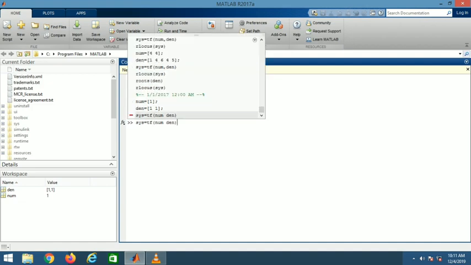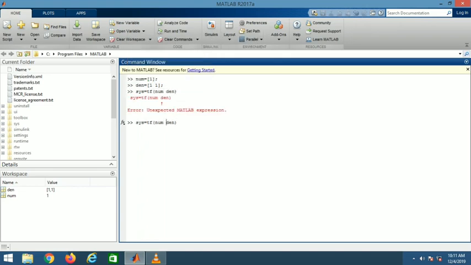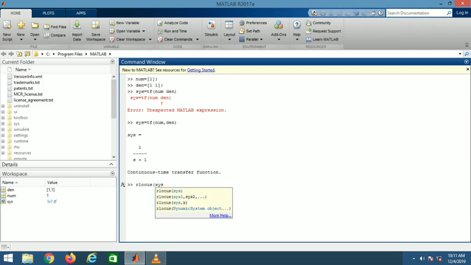Okay, there is an error. Okay, so we need to put a comma right here. And yeah, here we have it. So system is 1 upon s plus 1, that's the transfer function of our system. And we need to plot the root locus diagram of this transfer function. So for the root locus diagram, we will take rlocus and in simple brackets the sys.